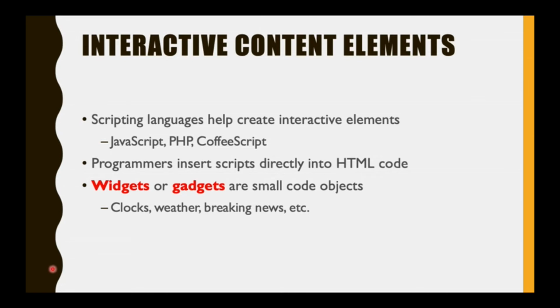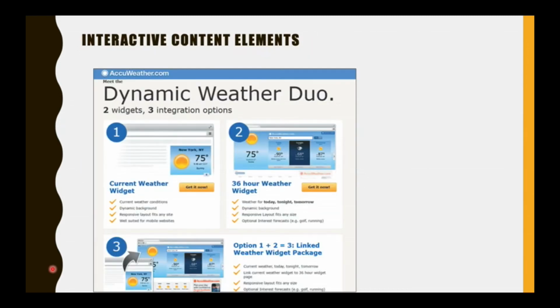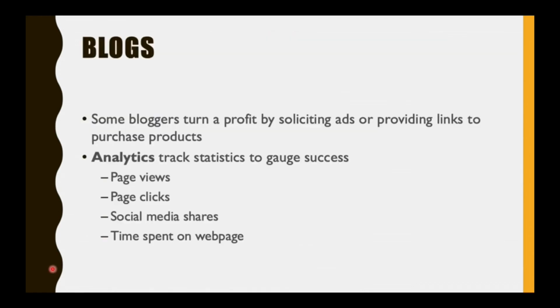Interactive content elements such as widgets are really great. Like I said, there's lots of paid and free content where you don't have to do any major coding. You can just tailor a widget the way you want it and then embed it into your website. Weather apps, for instance, here at AccuWeather, you can tailor them to the specific needs of your users and then just embed that widget.